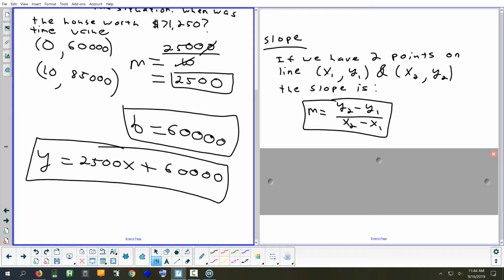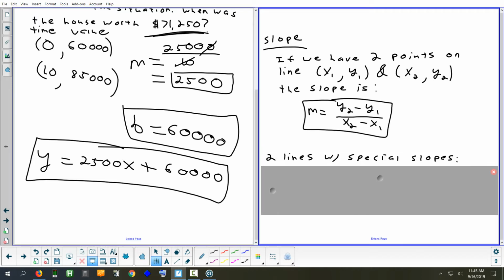Now, if they wanted to know when the house was worth $71,000, where would the 71,000 get plugged in? For y or for x? Y. For y. Yeah. X was time. Y was value. So all you do is plug in 71,000 and then solve. Subtract 60,000 and divide by 2,500. Any question on that? But that's your equation.